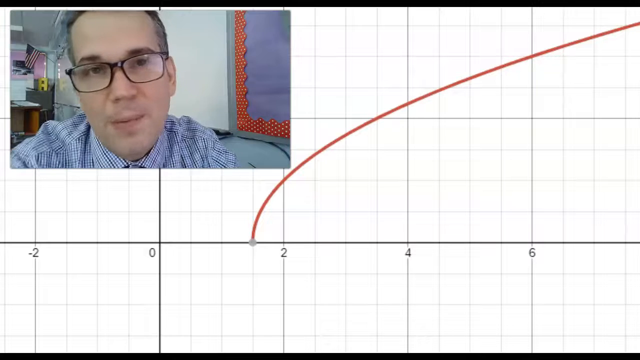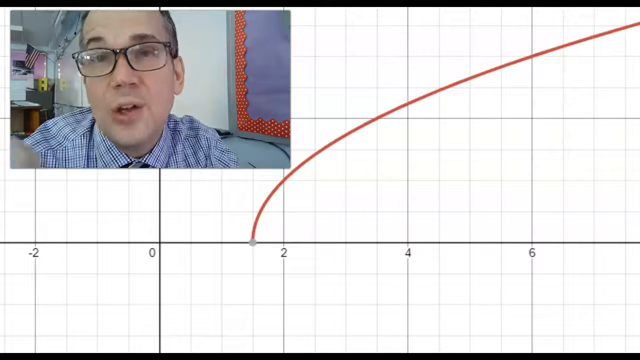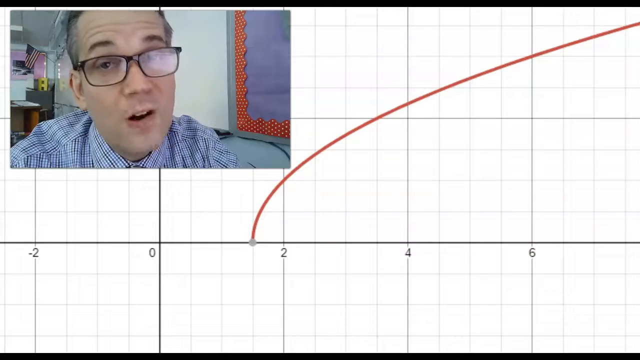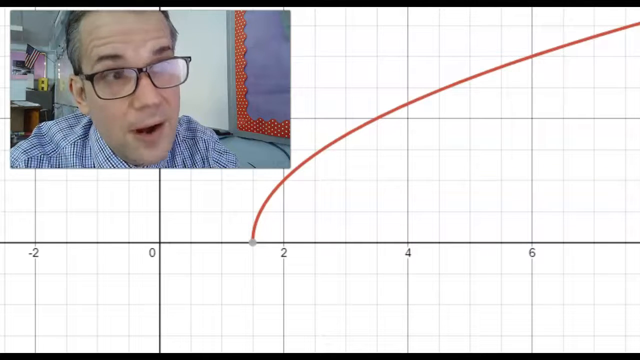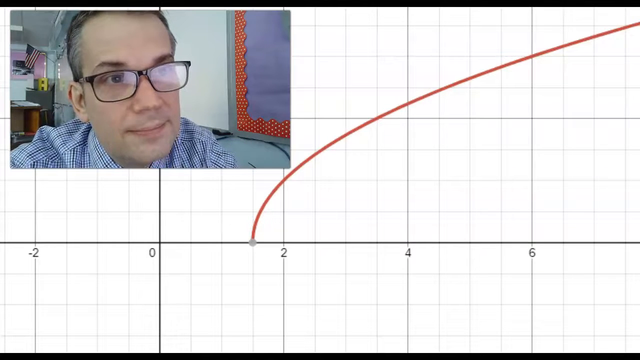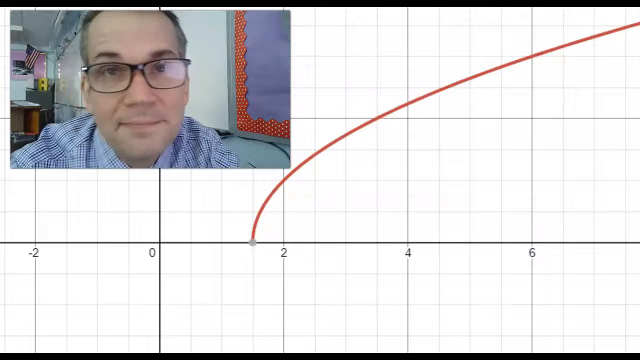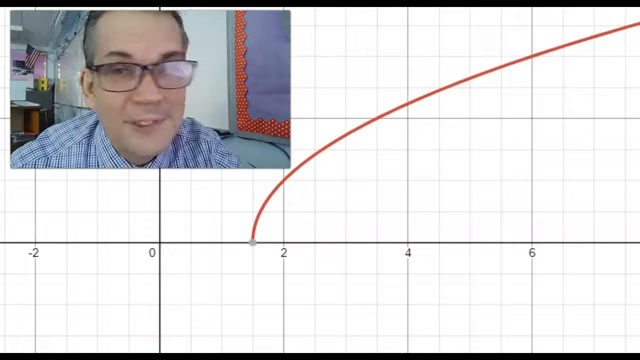This example is probably here to show you that you can have no points of discontinuity whatsoever, but still not have the interval of continuity be from negative infinity to infinity. That's all I got to say about that.